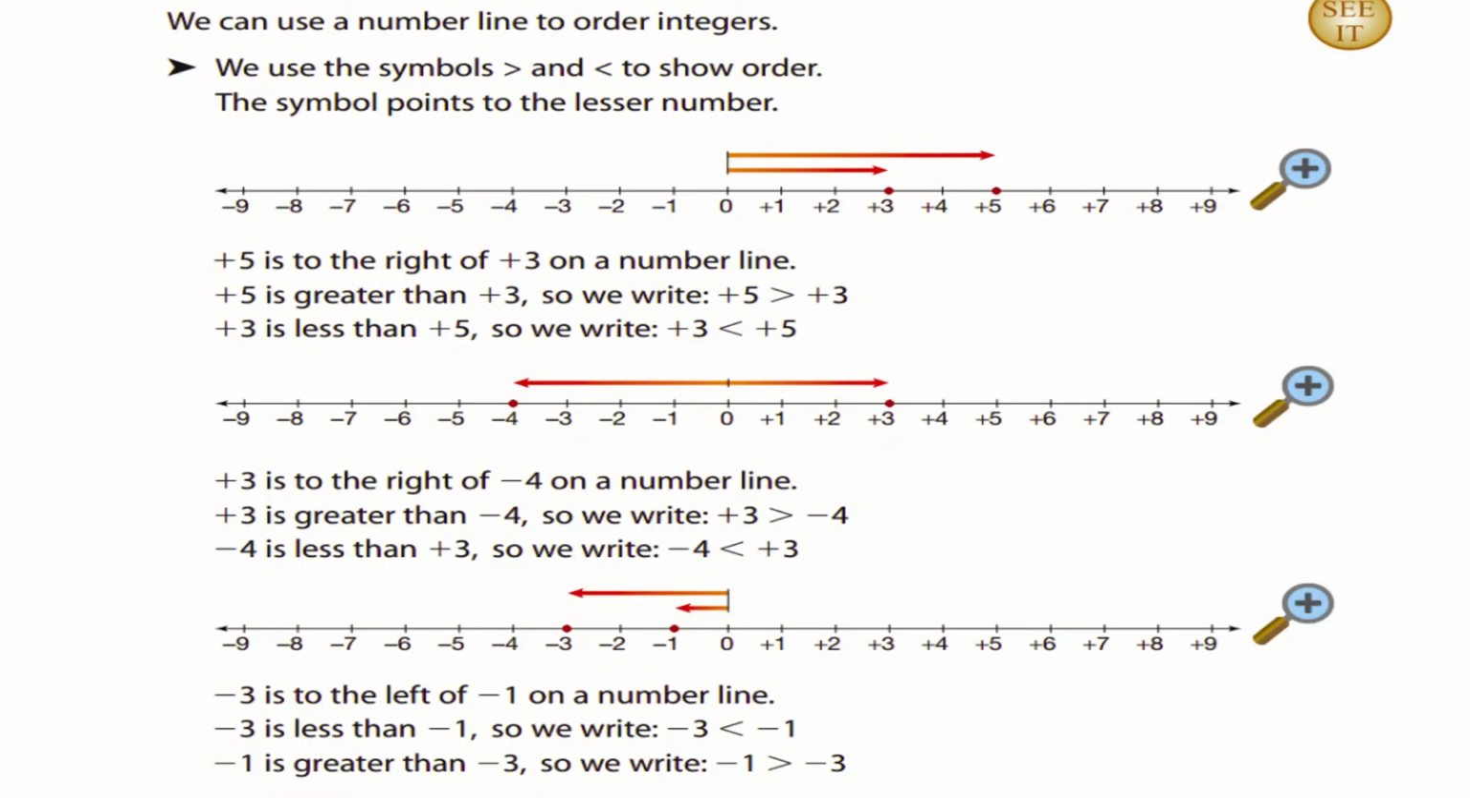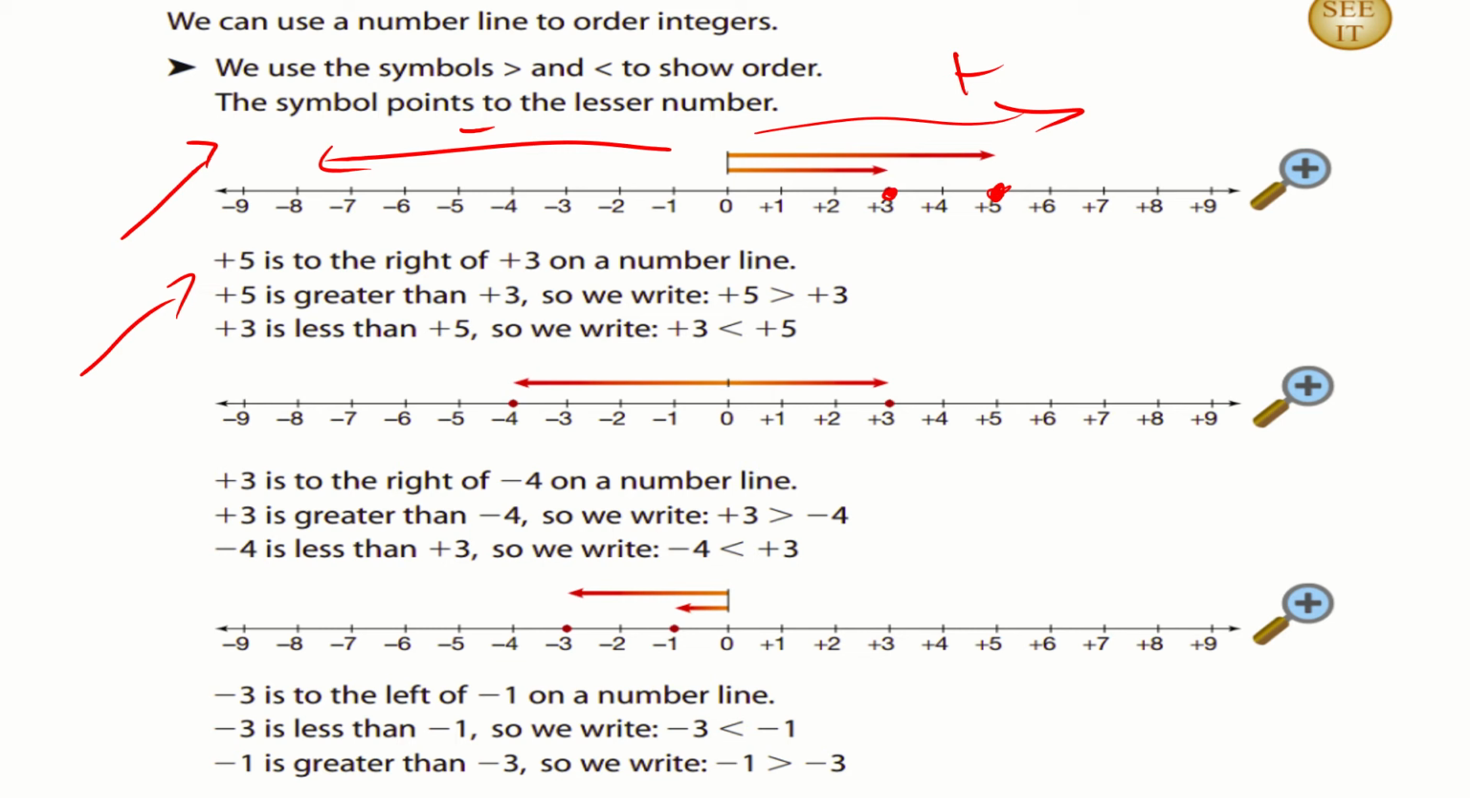So here's the big thing, and it's probably the easiest way of ordering integers: we can use a number line. We use the symbols greater than and less than to show the order. Here, what we need to look at is plus 5 and plus 3, out to the right of the number line. 0's right here, anything here is positive, anything here is negative. Now we have to locate plus 5 first, which as you can see is right there. Plus 3 is right here.